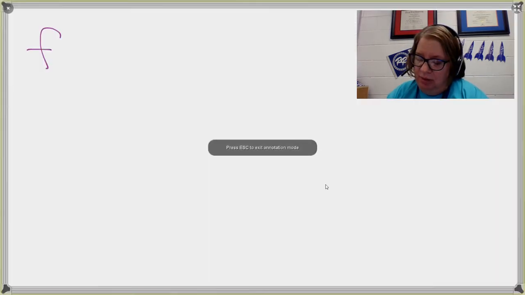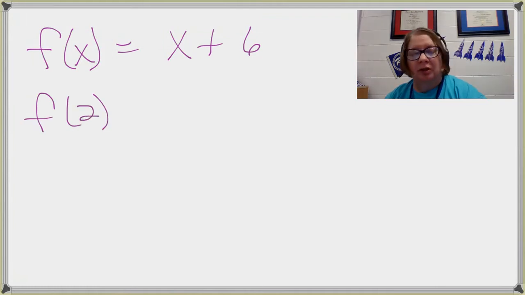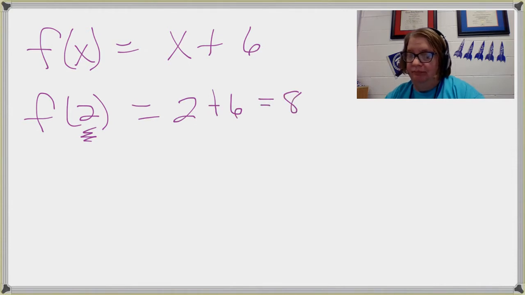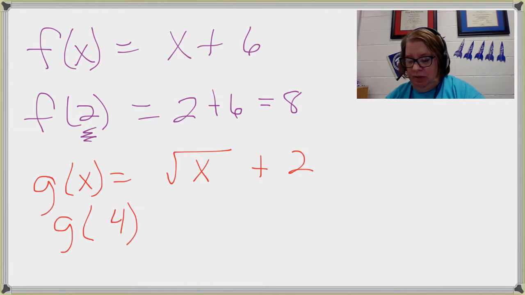We started out with this. If you have f of x equals x plus 6, and you're asked to find f of 2. We know from previous experience that with function notation, we take the number that's in parentheses and use it to replace the x. You might have something like g of x equals the square root of x plus 2, and find g of 4. Then you would take that 4 that's in parentheses and put it in place of this x.